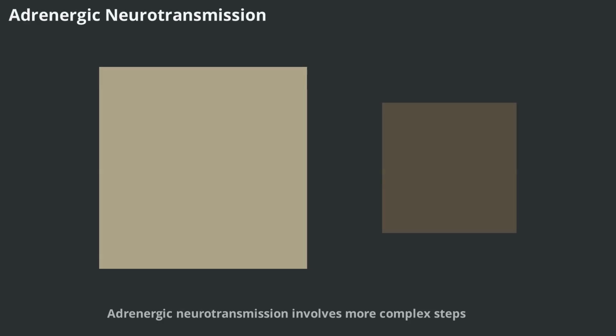Adrenergic neurotransmission involves more complex steps. Synthesis of norepinephrine, NE, begins with the amino acid tyrosine, which is converted into DOPA, and then into NE. This process is tightly regulated, with specific enzymes controlling each step. Removal of NE from the synaptic cleft can occur through reuptake, diffusion, or enzymatic degradation, ensuring precise control over signal duration.